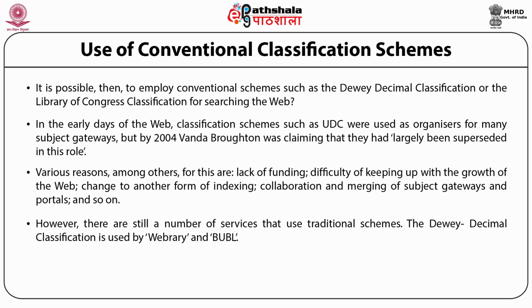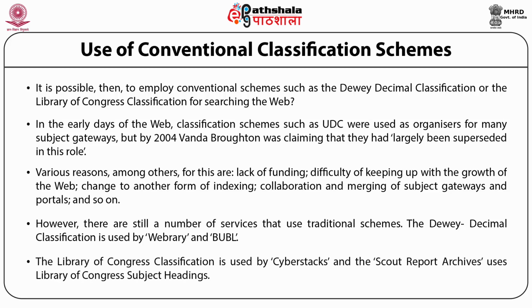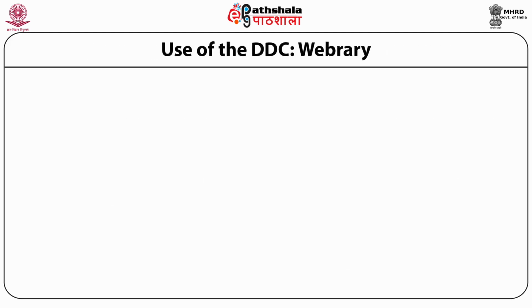For example, the Dewey Decimal classification is used by the Library and Bubble, BUBL. The Library of Congress classification is used by Cyberstacks, and the Scout Report Archives uses Library of Congress subject headings for organizing and retrieving information in the gateways. Let us see the use of the DDC in Library.